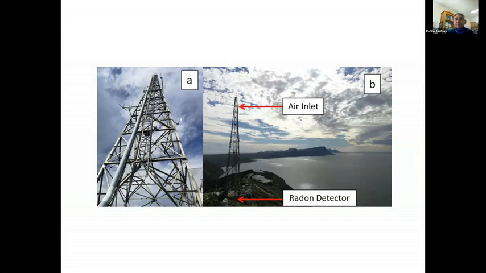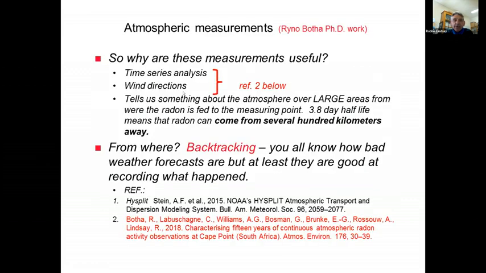So you can tell something about the wind direction, but of course you can do that in a much simpler way. However, as I will show you, you can actually learn something about large areas, about where the radon originates from to get there. Why are these measurements useful? You can do a time series analysis and see which parts of the year the wind came from which direction. And then especially for the climate change ideas, you can see, has that been changing down the years?